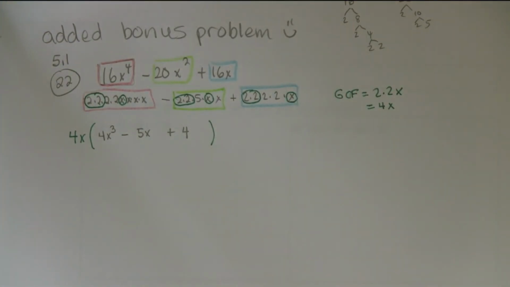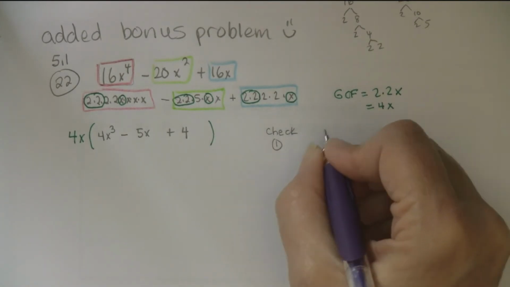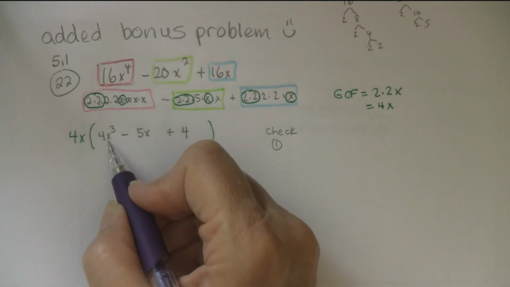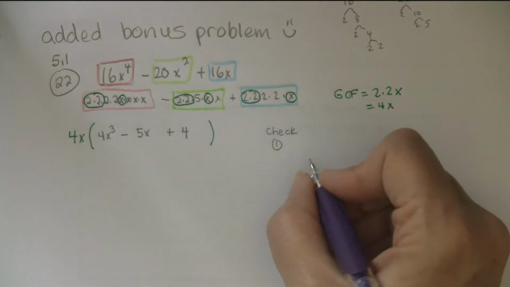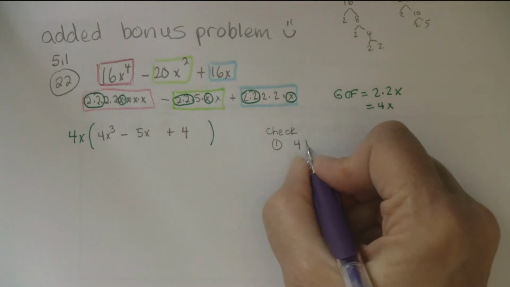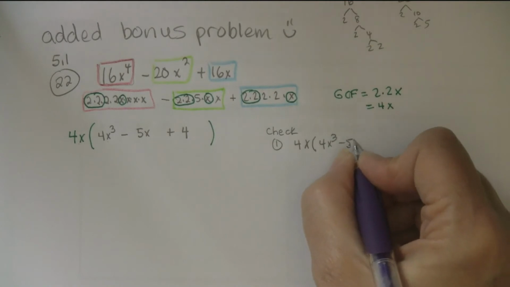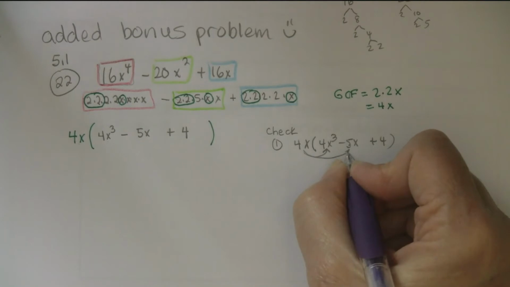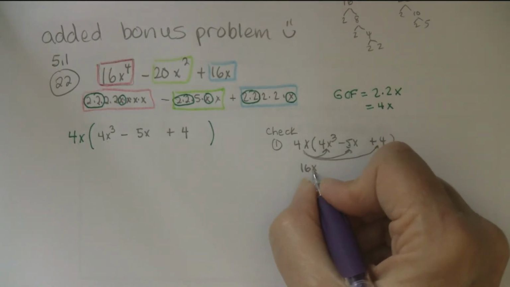And then I'm all done, but I need to check, right? You check by multiplying it together to make sure it's what you started with. 4x times 4x to the third. That's why we want to make sure that we can multiply from our previous section, because that's the first step, to make sure that you have what you started with. So when you multiply that together, you get 16x to the fourth.